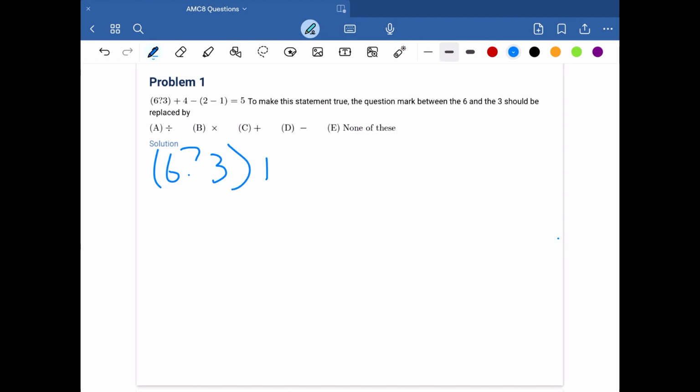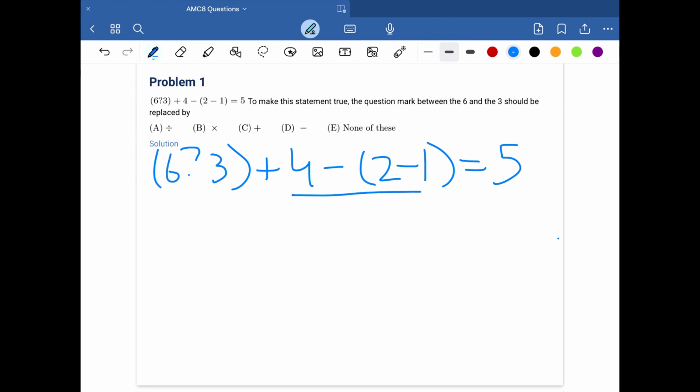6 ? 3 plus 4 minus 2 minus 1 is equal to 5. To make this statement true, the question mark between 6 and the 3 should be replaced by A divided by, B multiplied by, C addition, D subtraction, or E none of these.